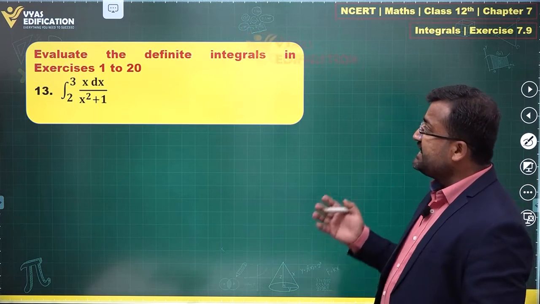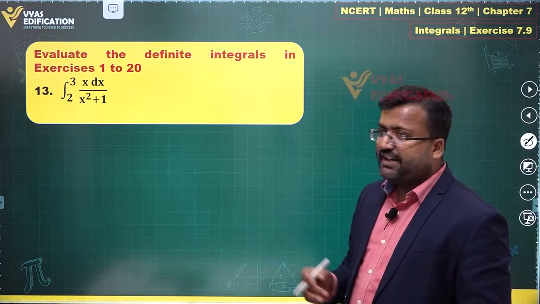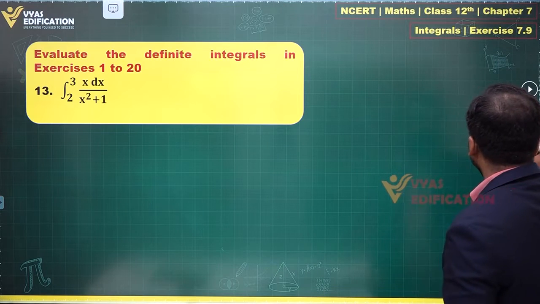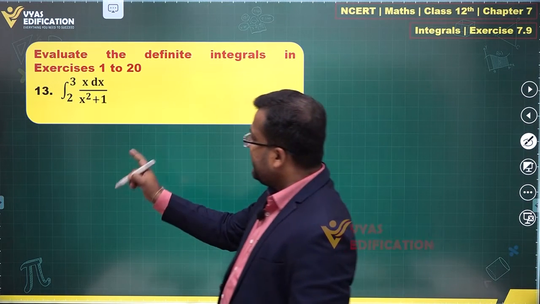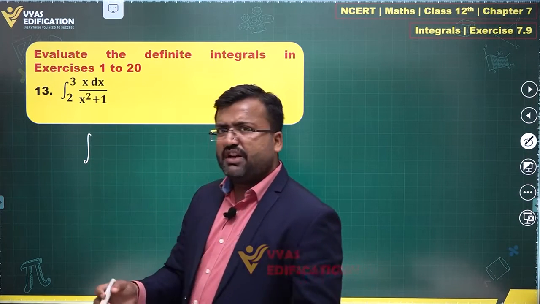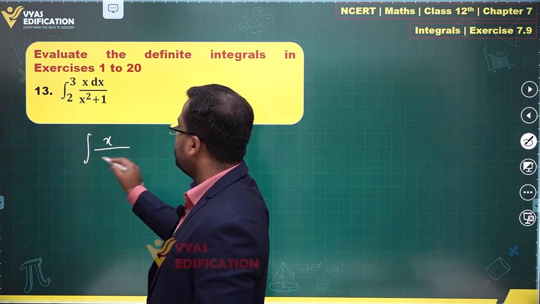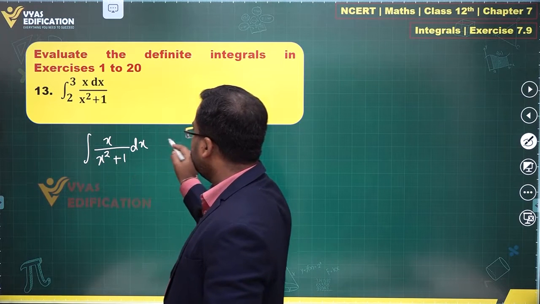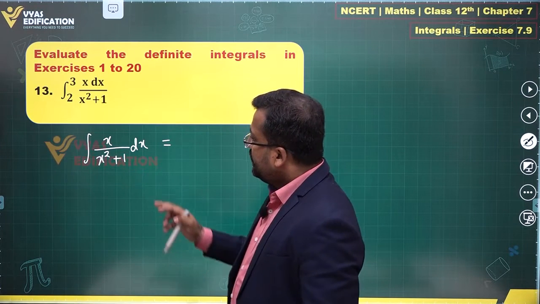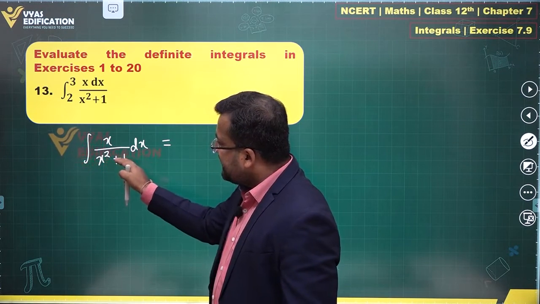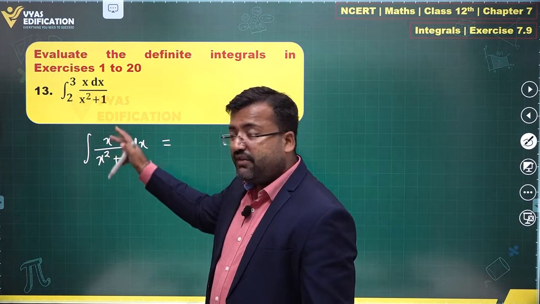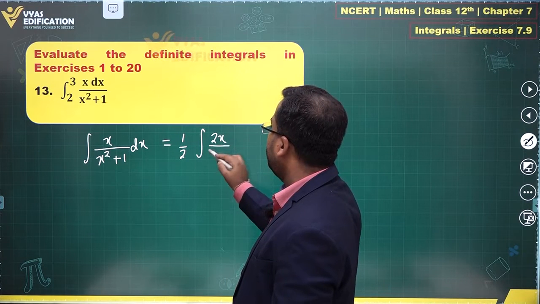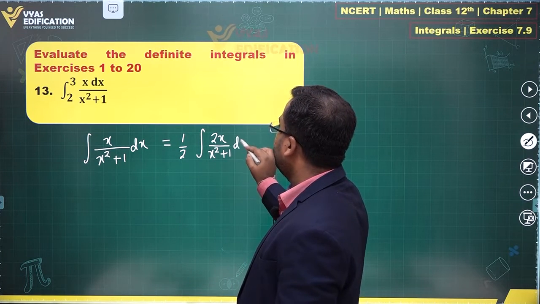Question number 13 says evaluate the integral from 2 to 3 of x upon x square plus 1. Now how do we handle that x upon x square plus 1? So you may recall this integral is slightly difficult. We will have to use some kind of substitution. So let's integrate separately first. This integral I is equal to what? So this x has to be written in the form of the derivative of this. So the derivative of x square is actually 2x, and this is what you get.